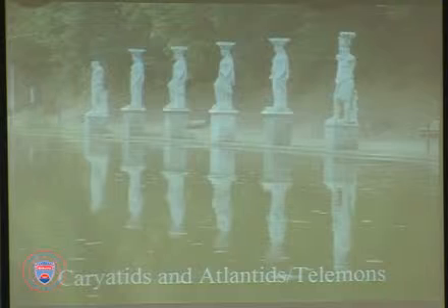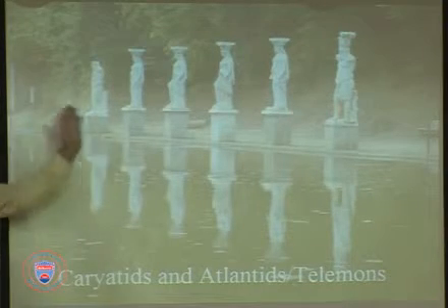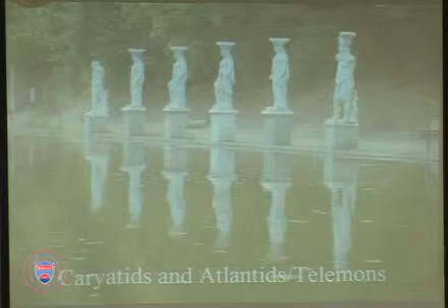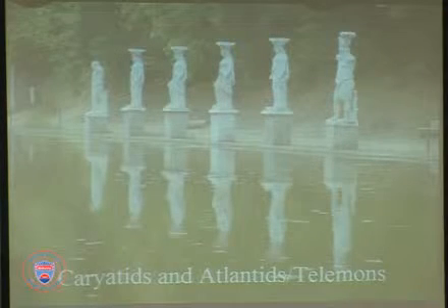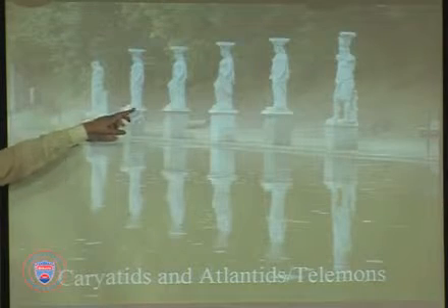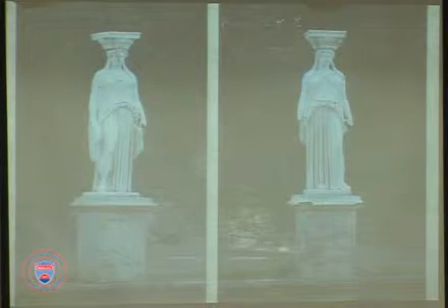Then, possibly on both sides of the Canopus, we're not quite certain about this, were a series of these figures, the caryatids. You can call them Atlantids or Telemon figures. The male ones, the Telemons, are Atlantid figures. Well, the caryatids are direct copies of the one used at the Erechtheion in Athens.